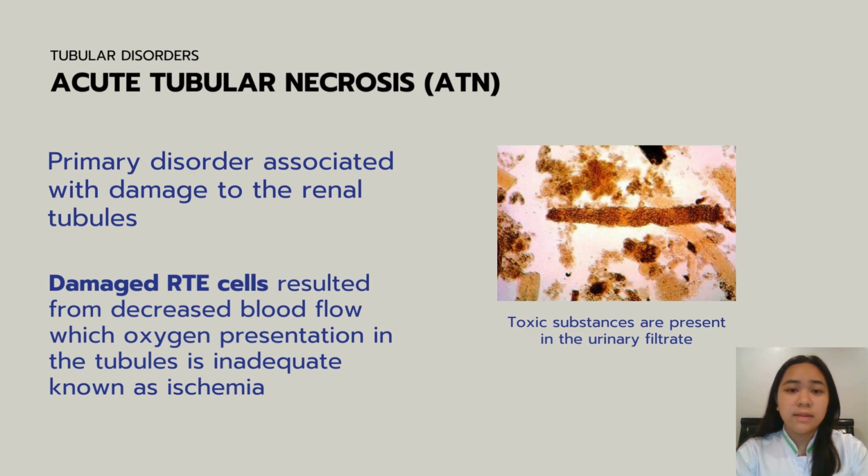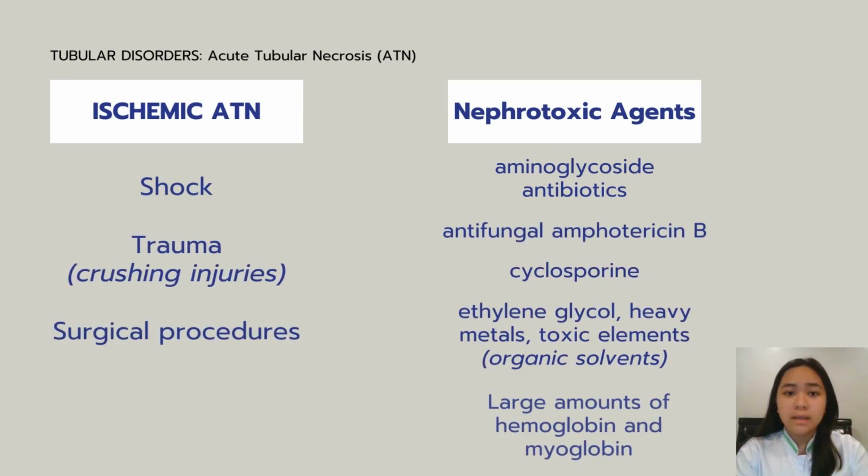Damaged RTE cells resulted from decreased blood flow, where oxygen presentation in the tubules is inadequate or reduced, known as ischemia. Also, toxic substances or agents are present in the urinary filtrate. Since ATN can be caused by ischemic ATN and nephrotoxic agents, the following under the ischemic ATN includes shock, trauma, or crushing injuries, and surgical procedures.